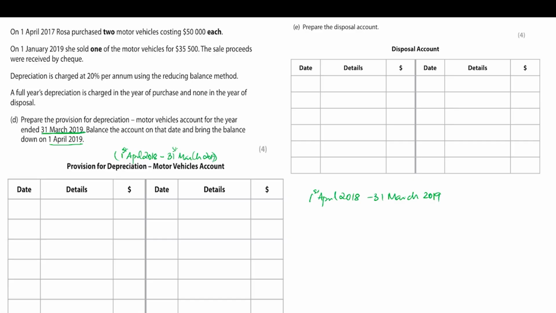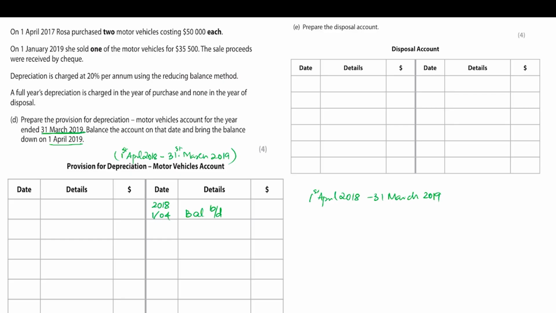Now we proceed with this, 31st March 2019. First of all, we have to find out the opening balance. So the opening balance should be here on 2018 1st April, and it will always be balance brought down. What should be the provision for depreciation balance brought down?